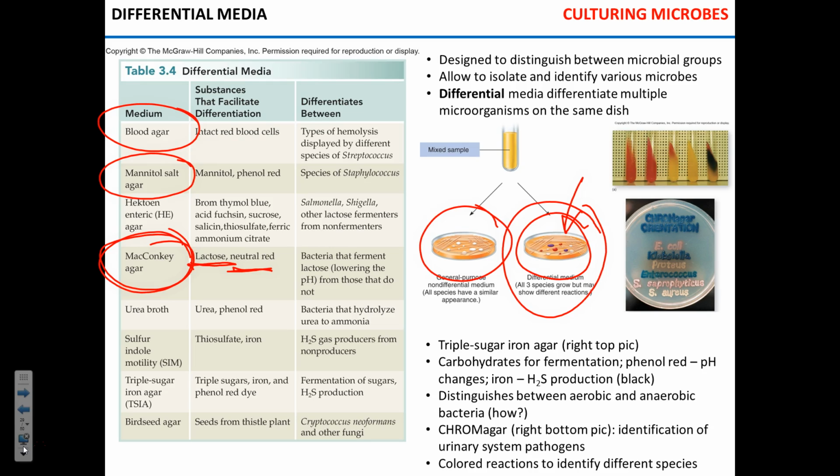These are 2 real-life examples, this and this, of differential media. First is triple sugar iron agar. So it contains 3 different carbohydrates, glucose, mannose, and I think arabinose, and iron. So first one is no microbe. That's how it's supposed to look.